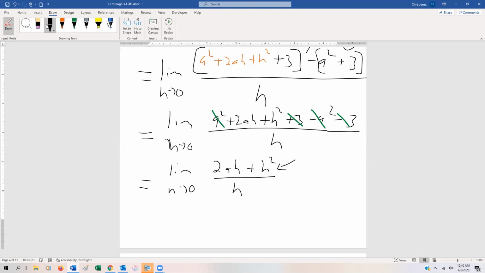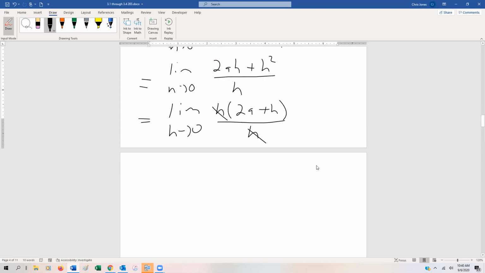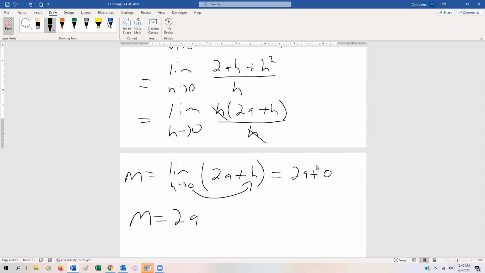Notice this can be rewritten as, I'll just rewrite on this line, we can factor an h out from the numerator. And so factoring an h out gives us (2a + h) divided by h. All right. And that's what we're looking for. We're looking for that h in the denominator to go away. Once that goes away, then it's free game. So remember, this is our slope, which is the limit as h approaches 0 of 2a + h. And then finally, we're going to substitute 0 in for h, and we end up with 2a + 0. So our slope is equal to 2a.